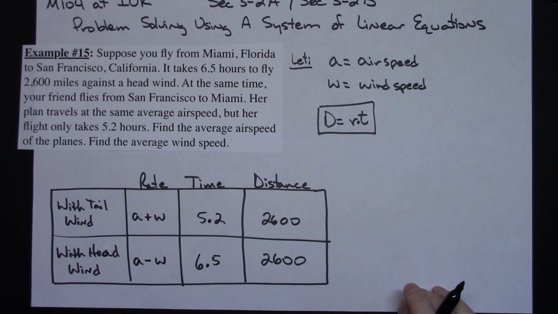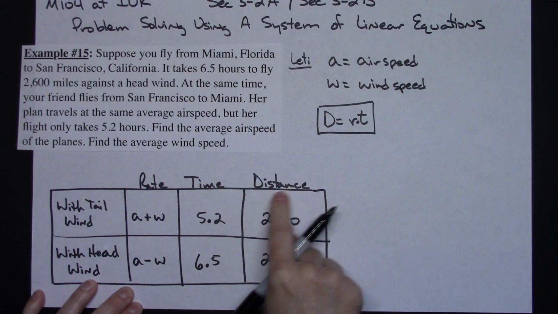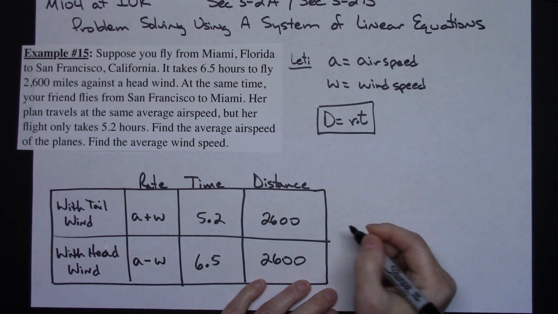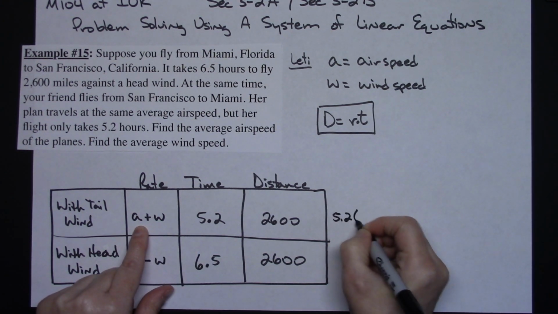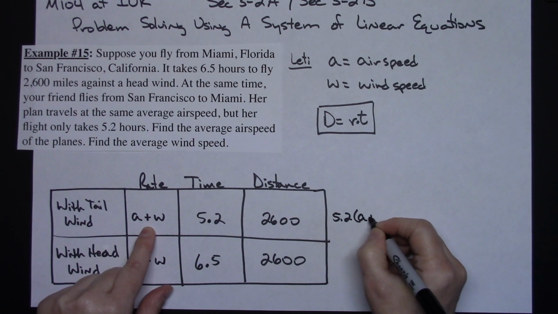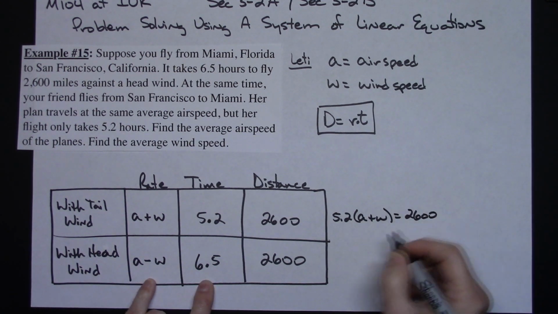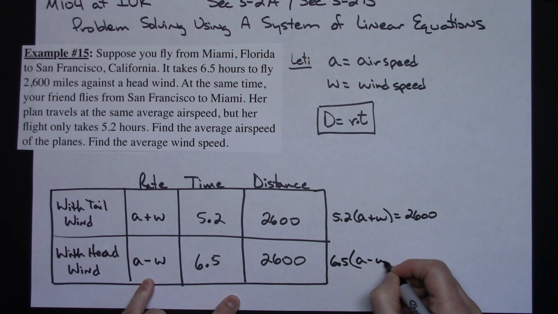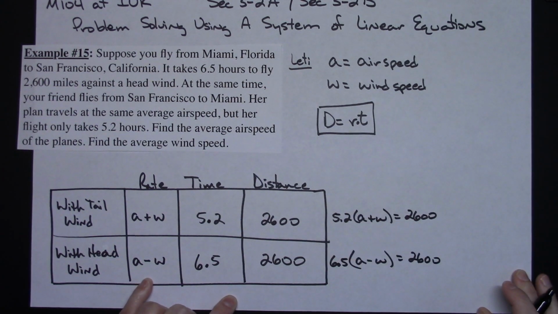Okay, so now from this, since I know rate times time equals distance, I can go straight across here and write my system of equations. So this times this: 5.2 times, this is a binomial, a plus w, is equal to 2,600. Same thing here, 6.5 times a minus w, and that's 2,600. So here's my system of equations.